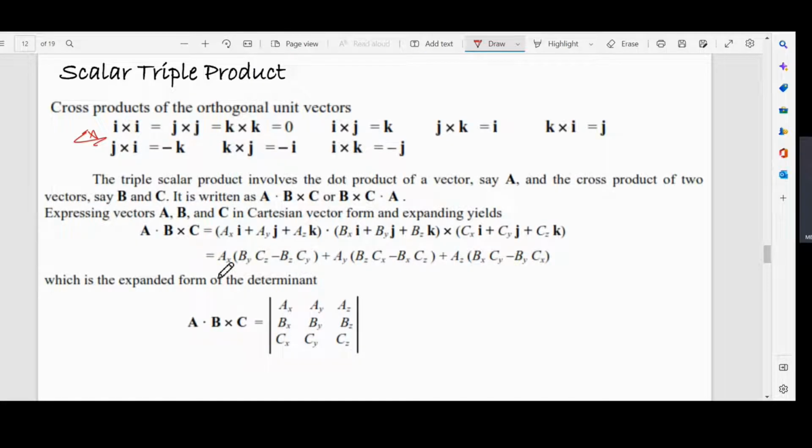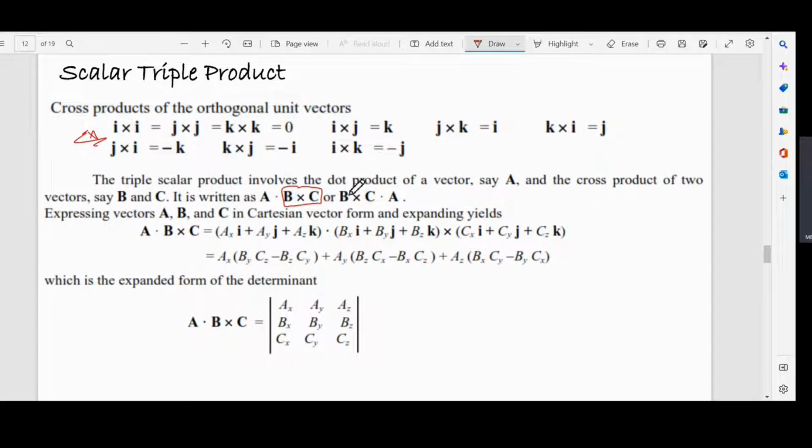The triple scalar product involves the dot product of a vector, let's say A, and the cross product of two vectors, say B and C, and it is written as A dot B cross C or B cross C dot A. So, involved na rin dito ngayon yung ating dot product. So, dito sa scalar triple product, kukunin lang natin yung cross product ng dalawang forces, let's say yung B cross C. Uunahin natin yung cross product bago tayo mag dot product. Ibig sabihin, complete muna natin to B cross C bago natin i-multiply or kunin yung dot product with A.